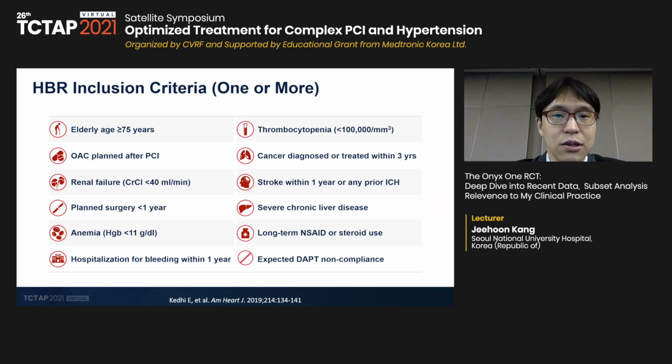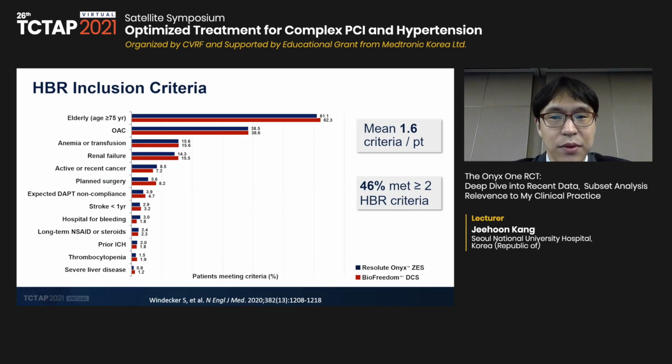The HBR inclusion criteria is slightly different from the ARC definition, but at least in this study, the patients that included any of these 12 factors were included in the HBR criteria. And we can see that the elderly population was the most. The patients who were under oral anticoagulant were about 40%. And from this criteria, we can see that the patient had about 1.6 criteria per patient.